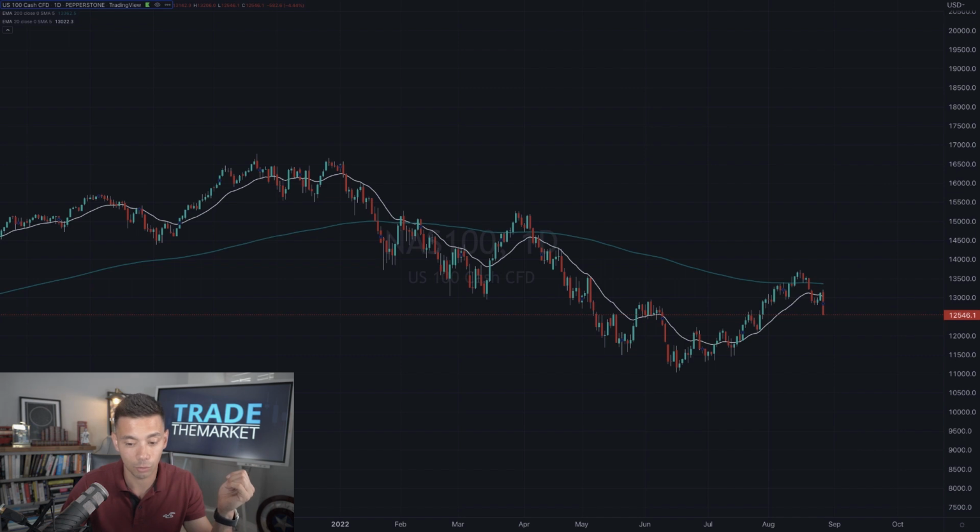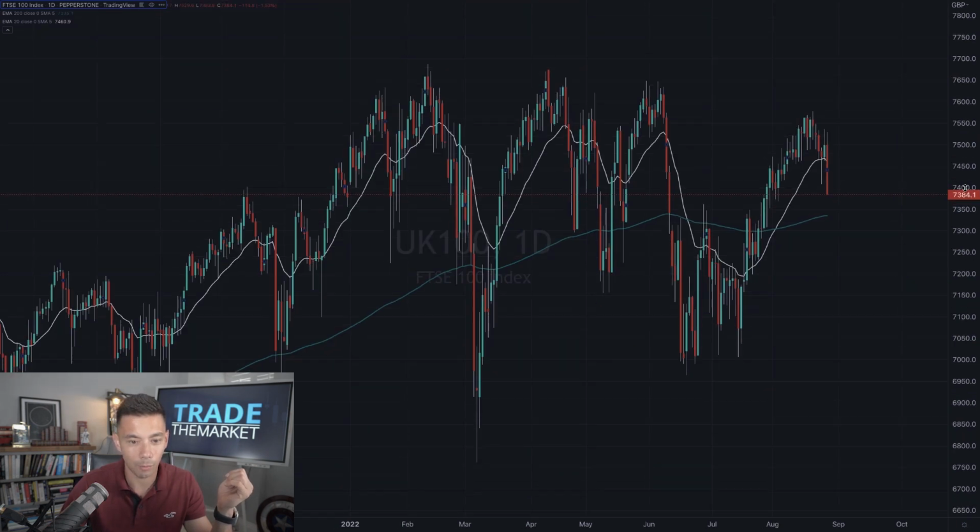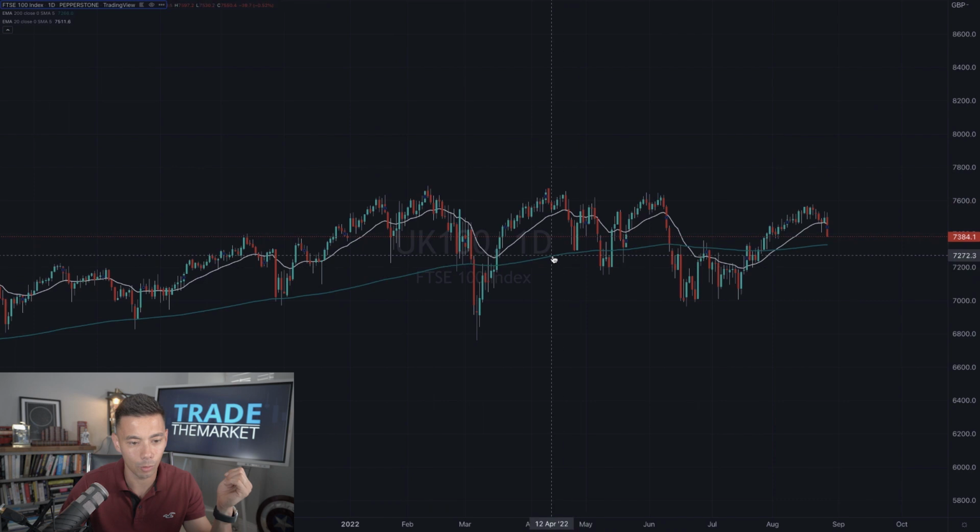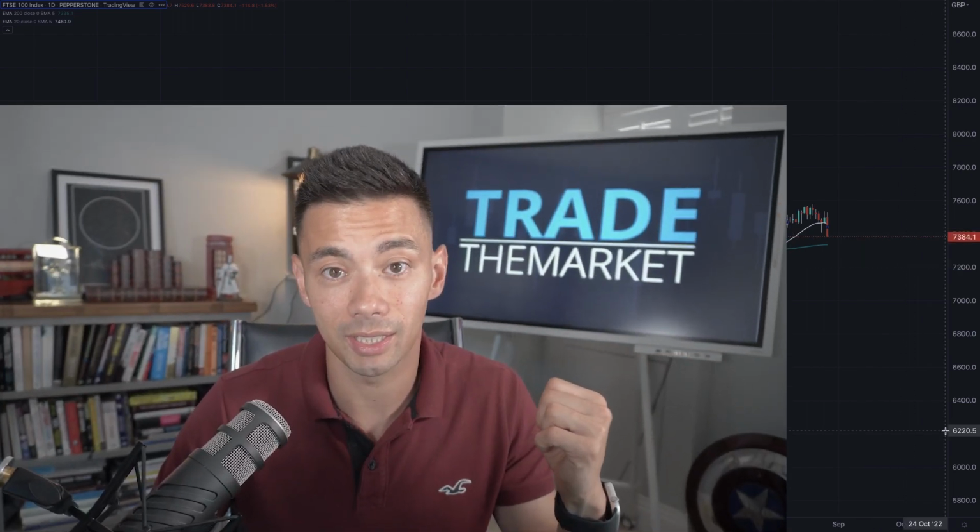And then obviously, if you're talking about the FTSE, well, that one is kind of in the middle of consolidation, so I wouldn't really touch that one for the moment. Yes, it's probably going to go lower, it's sold off, but generally speaking, the better opportunities are in the US indices.